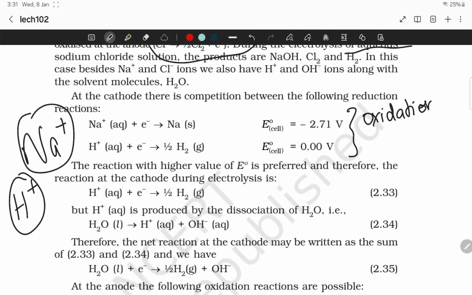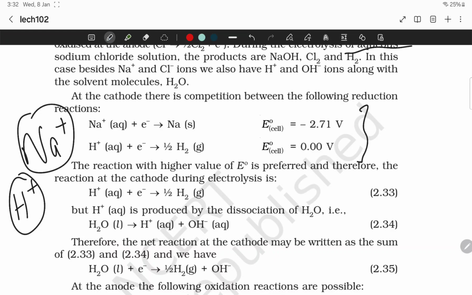Oxidation should happen. Oxidation means the one with less reduction potential. Among them, for sure negative is less. So Na+ wins the competition, but the problem is plus charge goes to the cathode, not to the anode. Sorry, plus charge compounds go to the cathode.